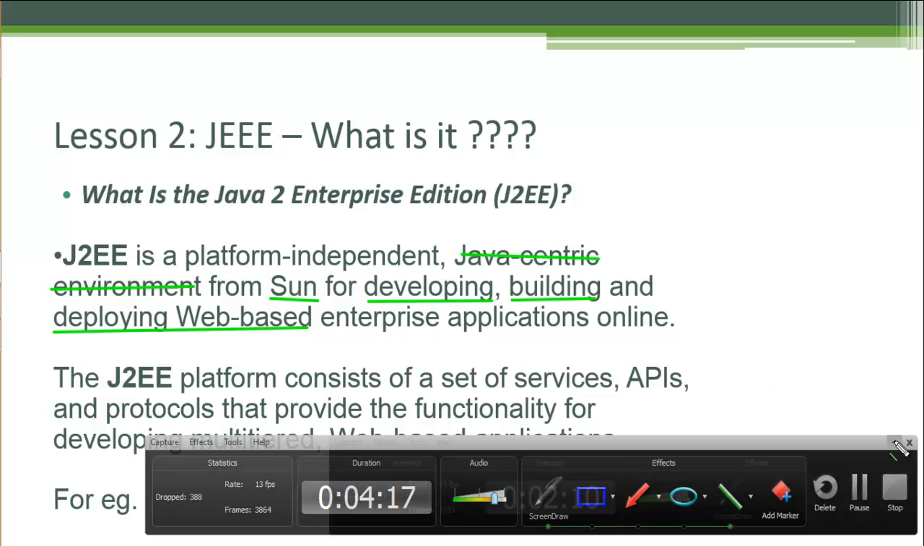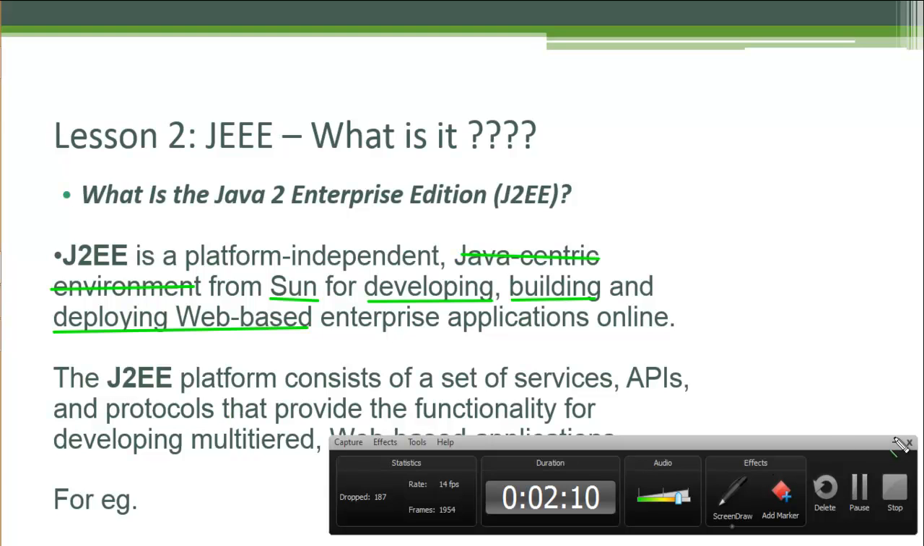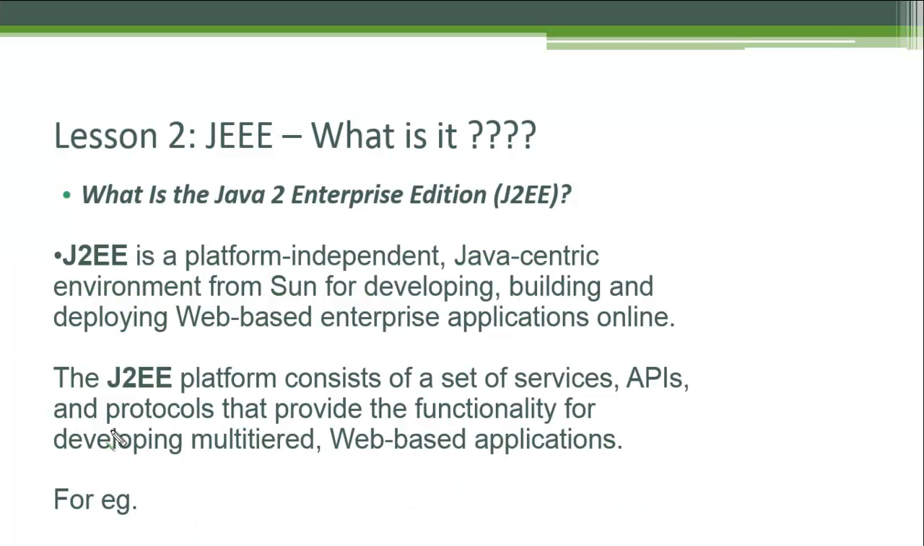Let me continue. The J2EE platform consists of a set of services, APIs and protocols that provide the functionality for developing multi-tiered web-based applications. A set of services basically means a set of libraries, packages, APIs. Well, it means much the same thing.